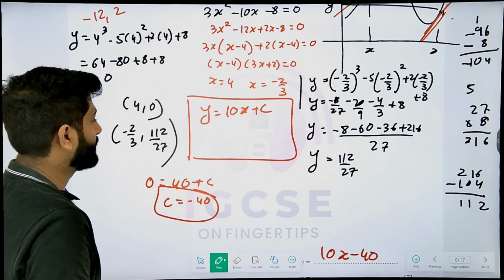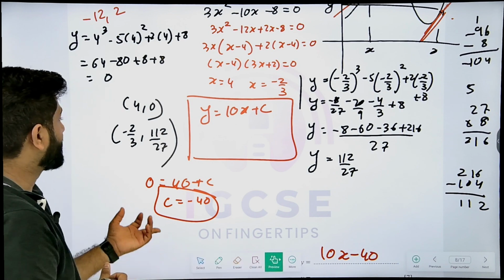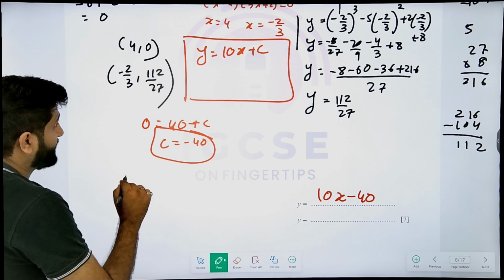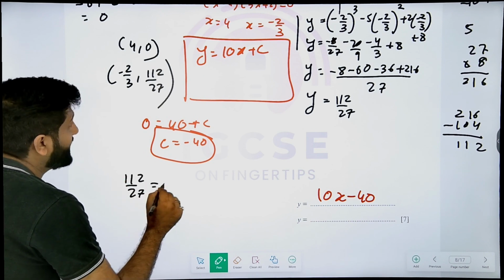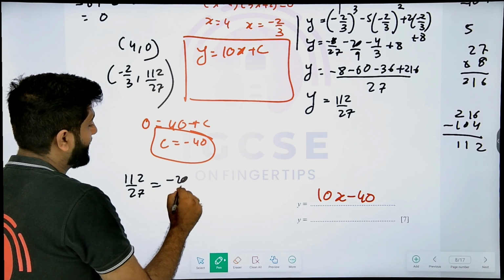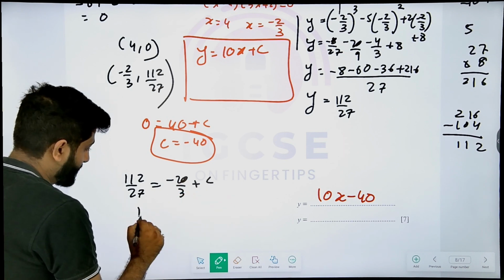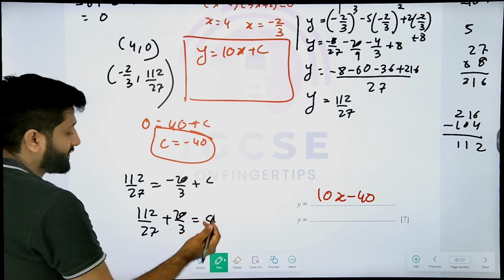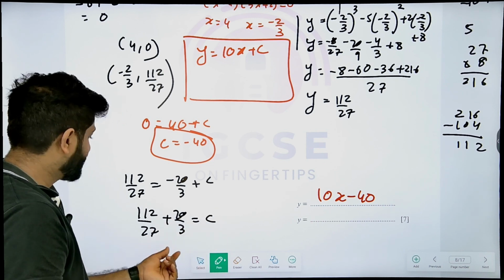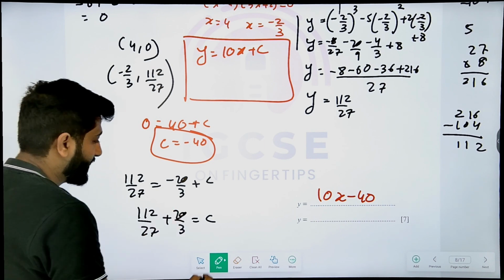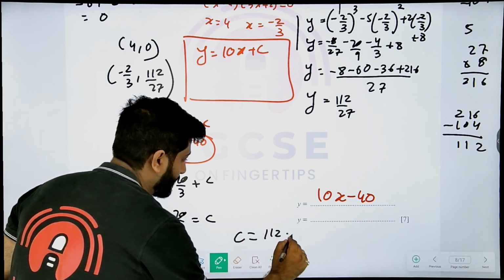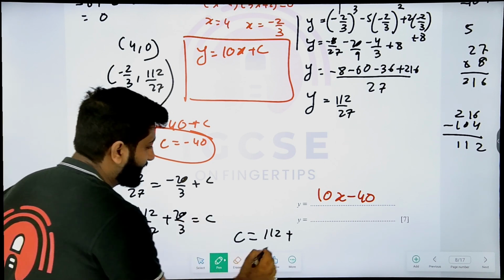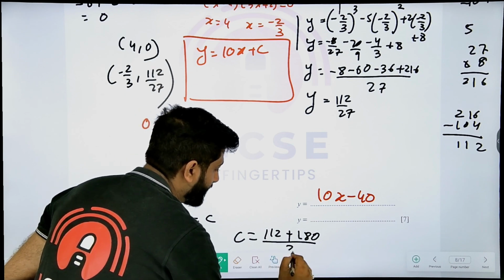And for the other equation, I'll have to substitute x as minus 2 by 3 and y as 112 by 27. So 112 by 27 equals minus 20 by 3 plus c. So 112 by 27 plus 20 by 3 equals c. Again, I'll have to take the LCM. So I'll multiply this with 9. 3 into 9 will give me 27. So 20 into 9, that is 180 over 27.